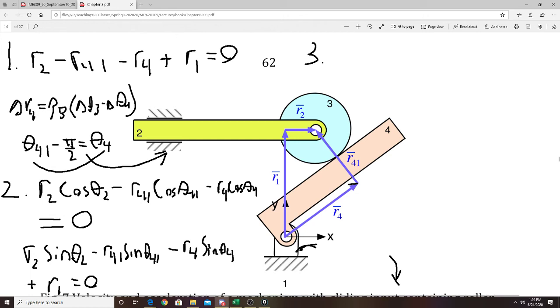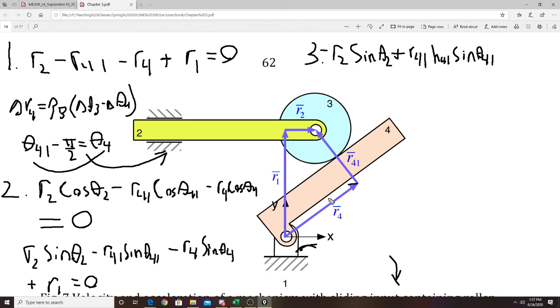So real quick, we're going to just do the derivative of the x equation. That's it. So if we do that, we end up with minus R2 sine theta 2, plus R4 1, because remember R4 1 is not changing, so that is essentially a constant here. H4 1 sine theta 4 1.